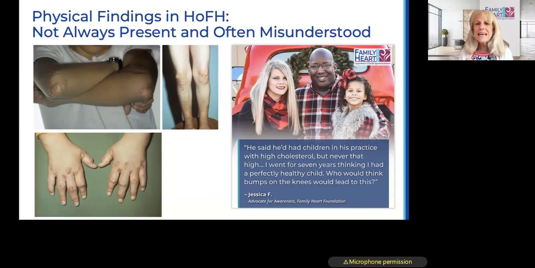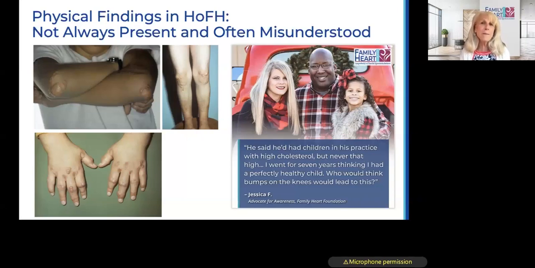And this is Jessica, who I think is on the line today. She said, he said he had children in his practice with high cholesterol, but never that high. And she said, I went for 7 years thinking that I had a perfectly healthy child. Who would think that the bumps on the knees would lead to this? This is her daughter who had bumps on her knees that were thought to be something called molluscum contagiosum, which is a virus that kids get. So even when there are physical findings, a lot of times they're overlooked or misdiagnosed.